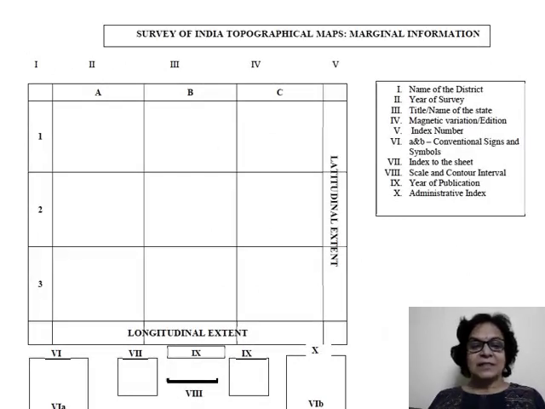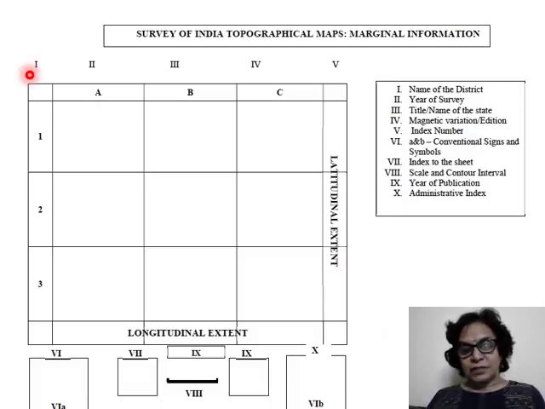So here it is. The Roman numerals 1 to 10 here signify the different kinds of information. For instance, if we start with Roman 1, here is the position of the name of the district. There may be one district or more districts if the area is overlapping different regions. Second is the year when the region was surveyed. So the year is given at this position.